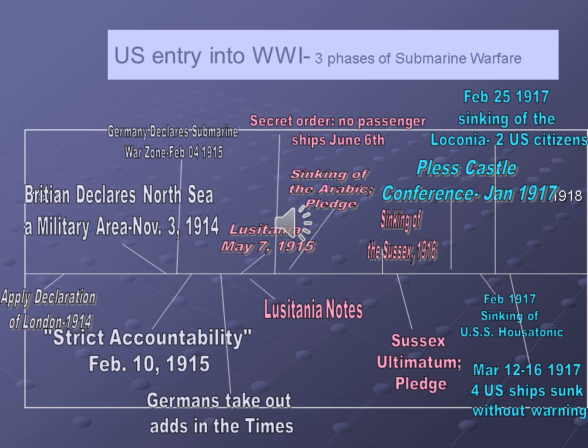And so they decide that they need to bring Britain to its knees. No longer can Britain be bringing in all these goods from the United States, being able to just totally resupply themselves. And so they decide no more. And so that's where the Pless Castle Conference basically is. We are going to continue unrestricted submarine warfare. They announce it later, and they are going to sink everything.